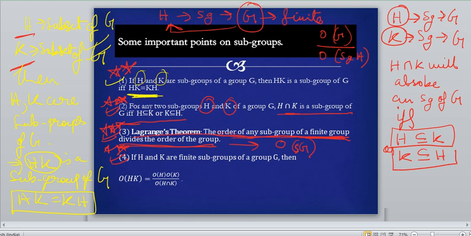Now look, let's go on to the fourth point. If H and K are finite subgroups of G, then the order of HK is equal to the order of H into the order of K divided by the order of H intersection K. Please note this down. This is some type of a formula. I would expect you to note this down. In fact, you can note down everything that's been done.